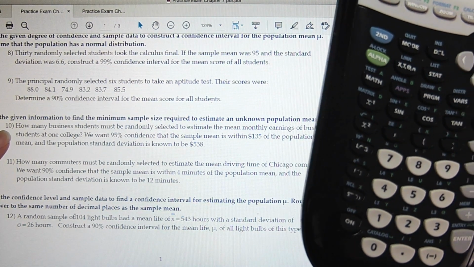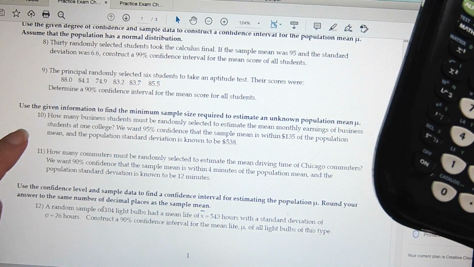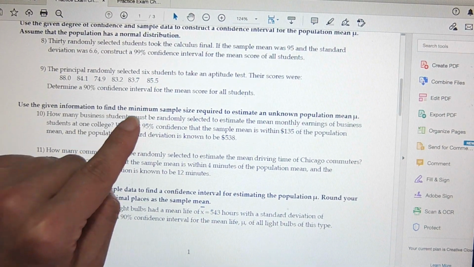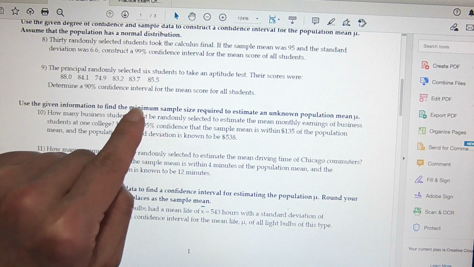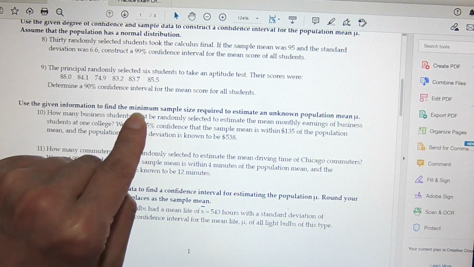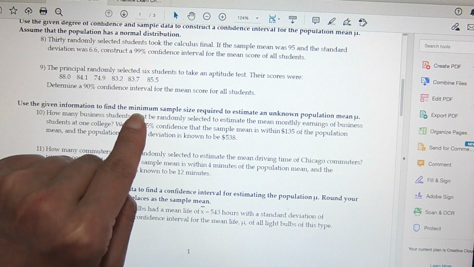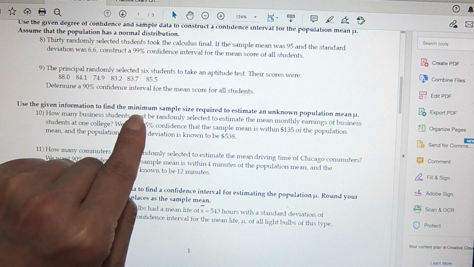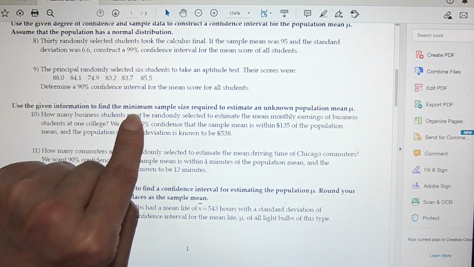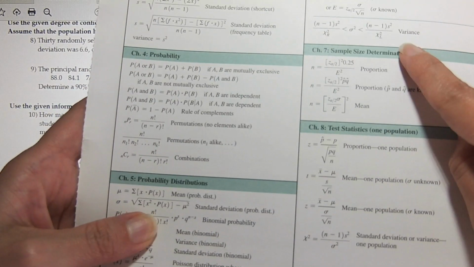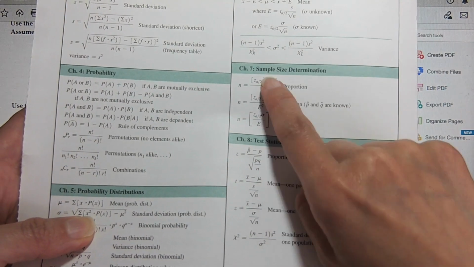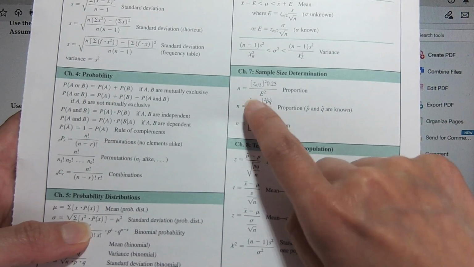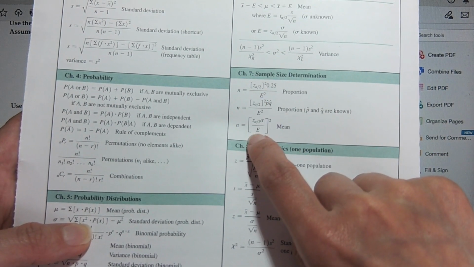This guy, number 10, is a different type of question. To find the minimum sample size, I'm looking for not a confidence interval. This is how many samples do I need? Then you need a formula. Okay, go back to chapter 7, or if you have a chart. Here is chapter 7. How many samples? These are 3 formulas for the how many samples n I'm looking for.